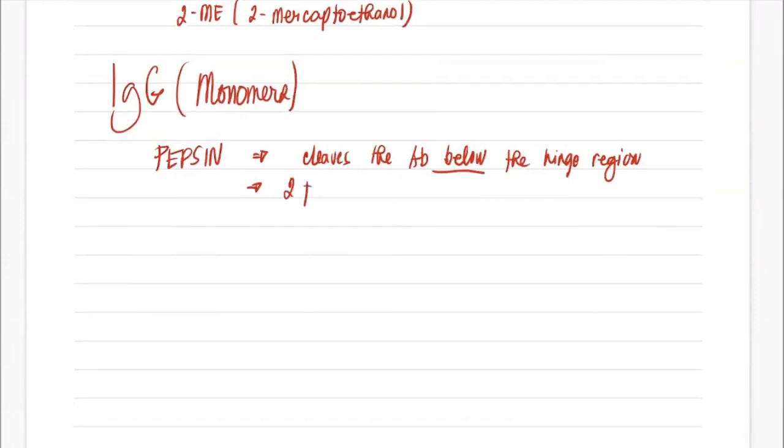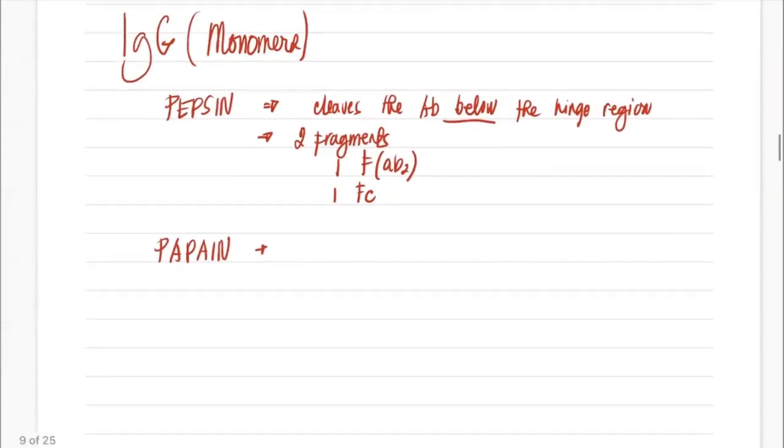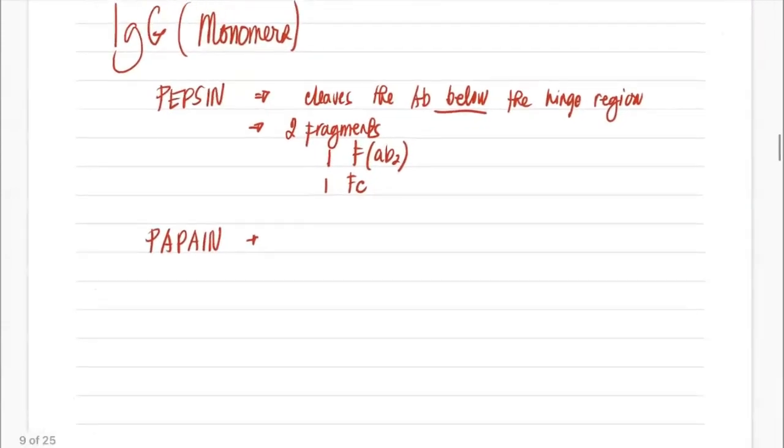The 2 fragments from pepsin digestion are one F(ab')2 fragment and one Fc fragment. Now, if you use papain as your digestive agent, papain cleaves the antibody above the hinge region.